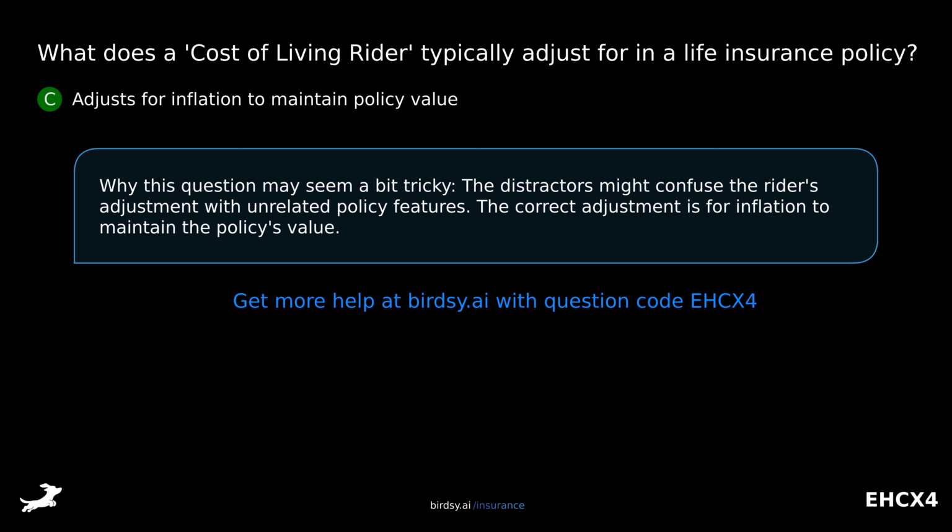Why this question may seem a bit tricky. The distractors might confuse the rider's adjustment with unrelated policy features. The correct adjustment is for inflation to maintain the policy's value.